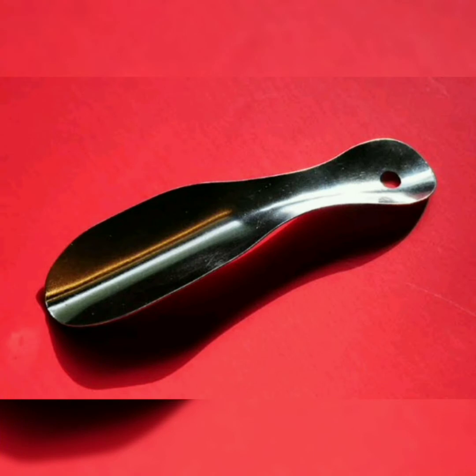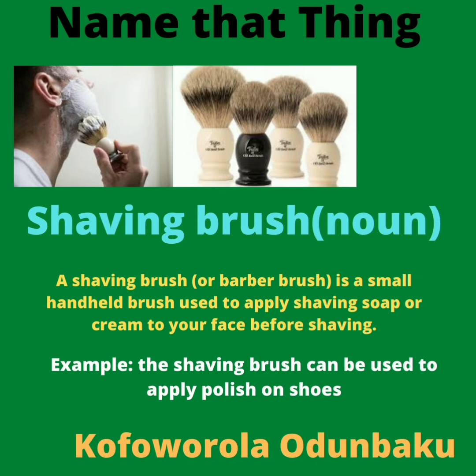Right. This brush is called shaving brush. A shaving brush or barber brush is a small handheld brush used to apply shaving soap or cream to your face before shaving. The shaving brush can be used to apply polish on shoes. Yes, that is what we use it for over here. That is an example in a sentence, right? But this brush is called shaving brush.